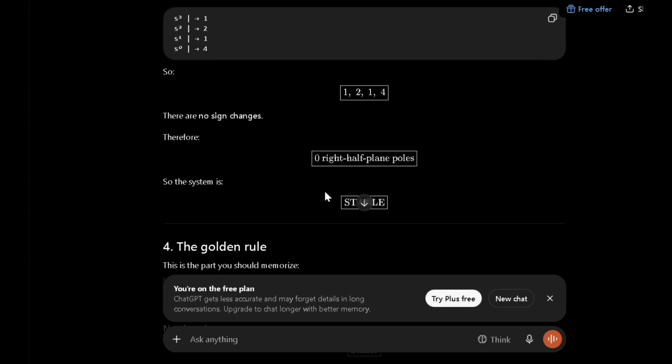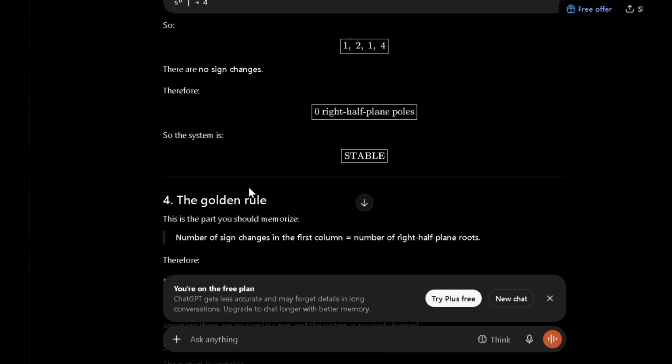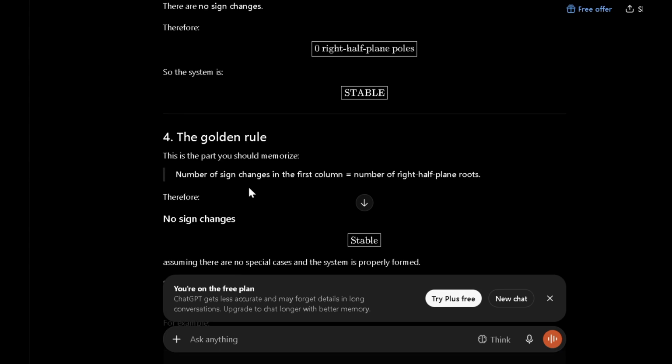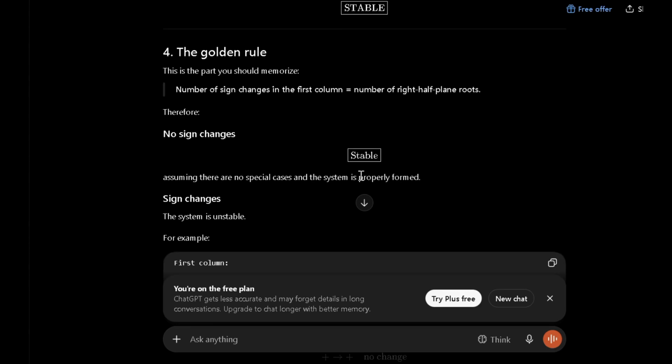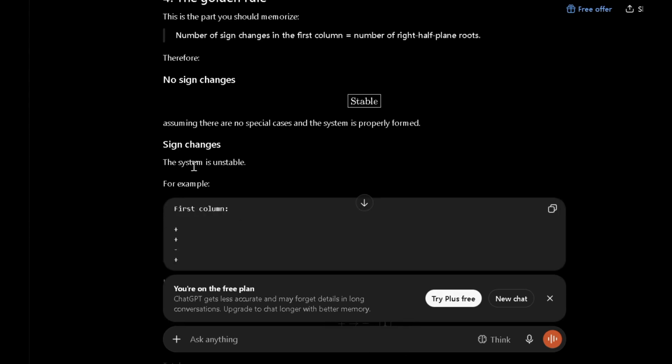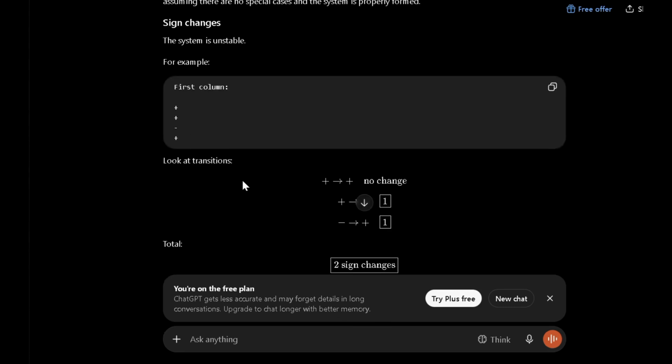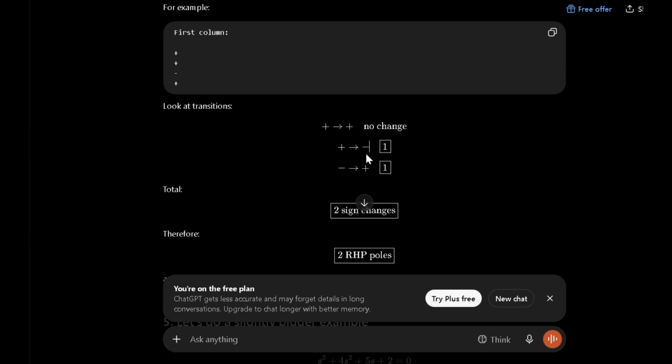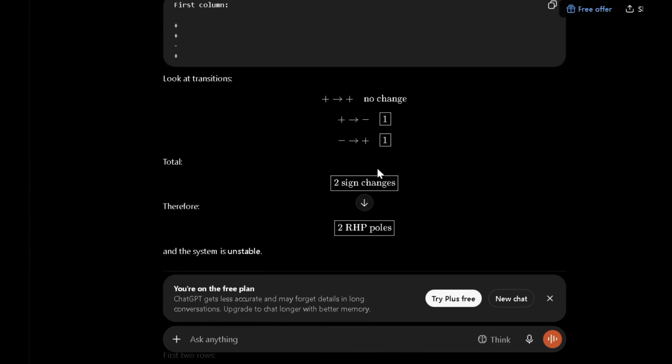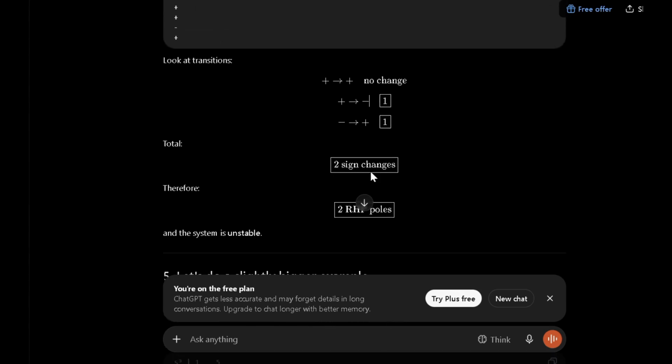The golden rule, this is the part you should memorize. The number of sign changes in the first column equals the number of right half plane roots. Therefore, no sign changes means stable, assuming there are no special cases and the system is properly formed. If there are sign changes, the system is unstable. For example, first column plus, plus, minus, plus. Look at the transitions: plus to plus, plus to minus, minus to plus. Two sign changes, therefore two RHP roots and the system is unstable.